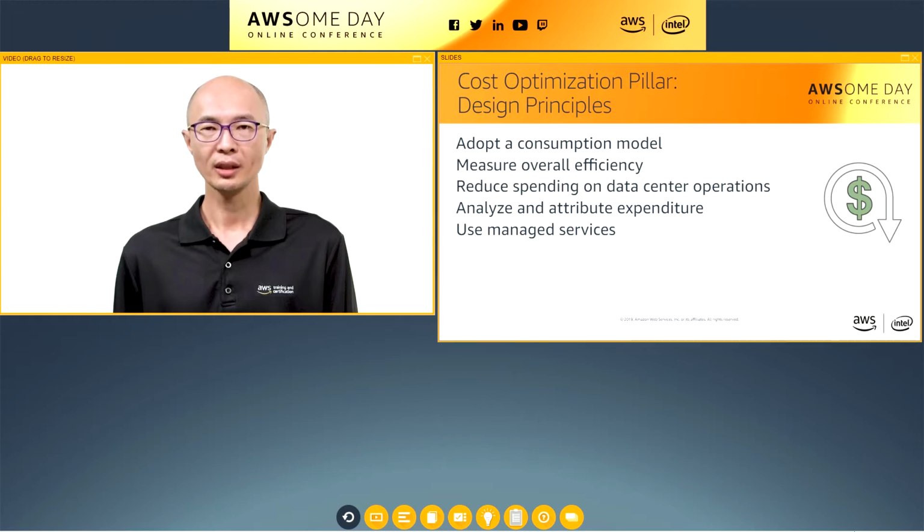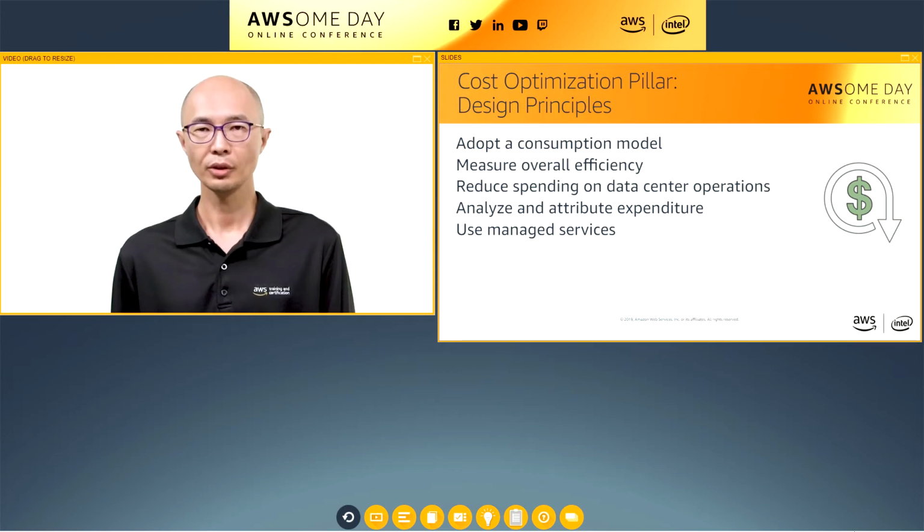Finally, we suggest customers use managed services to reduce the cost of ownership. The cloud has provided many managed services to remove the operational burden of maintaining servers for tasks such as sending emails or managing databases. And since this is all done on a cloud scale, they can offer a lower cost per transaction or service.